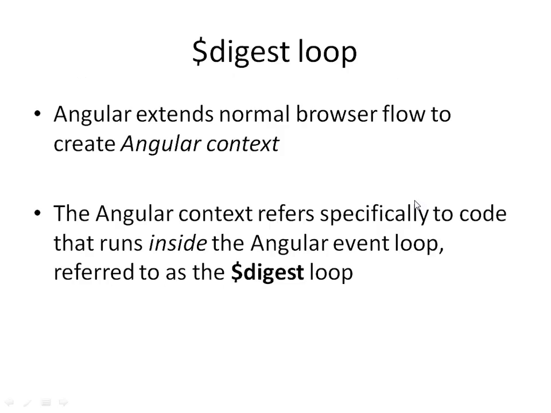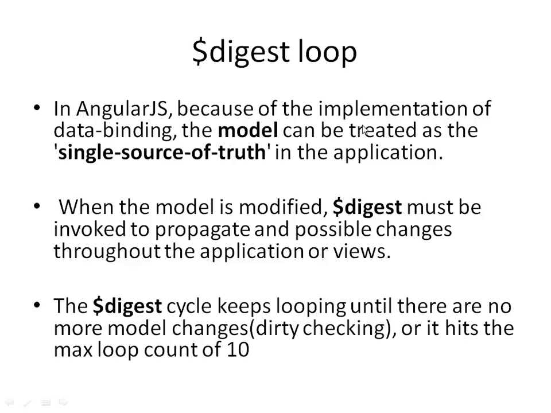Digest loop. Okay, Angular extends the normal browser flow to create an Angular context. Just remember this word, Angular context. I will explain it later when coming to the second part. So whatever happens within the framework that Angular can handle, that's Angular context. The Angular context refers specifically to code that runs inside the Angular event loop, referred to as the digest loop. You will understand more if you go to the next.